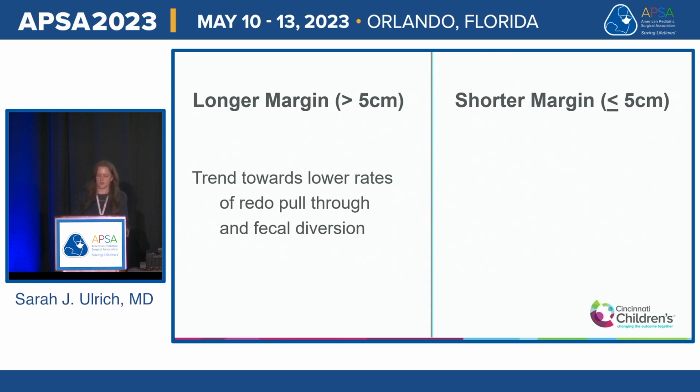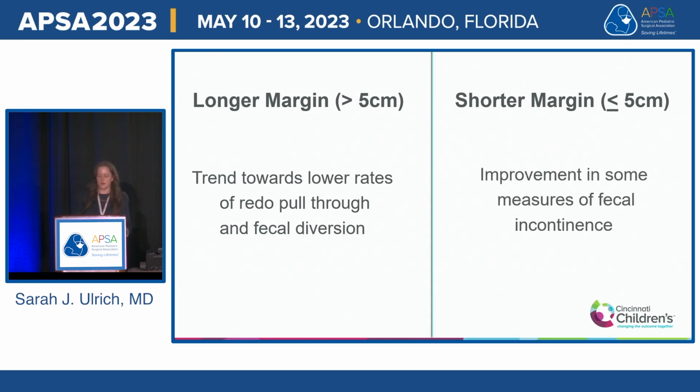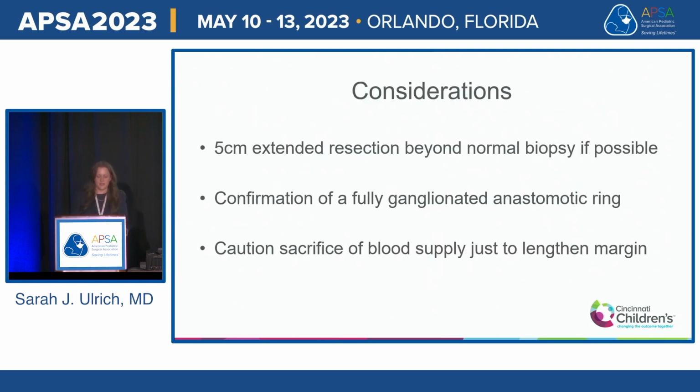postoperative complication rates, though there was a trend towards less need for diversion and lower rates of redo pull-through in patients with a longer extended proximal margin. It's possible that this represents a type 2 error from a limited sample size. However, shorter proximal margins were associated with a statistically significant improvement in some measures of fecal incontinence. In conclusion, I think the jury is still out on this question.